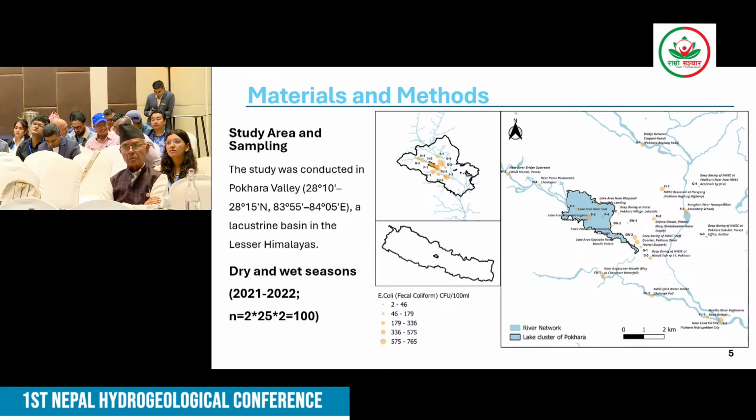And we had 2 years: dry season and wet season in the first year, and similarly again in the second year, wet season and dry season. So in total 25 sampling sites. So that makes around 100 water samples in both dry and wet seasons for 2 years.